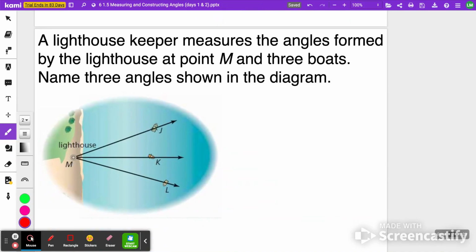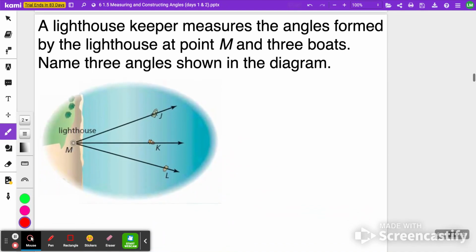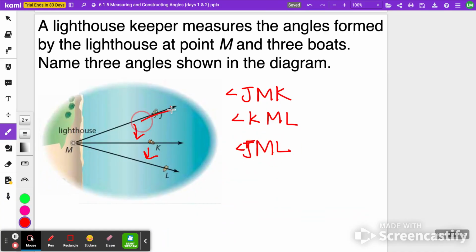Our first example says a lighthouse keeper measures the angles formed by the lighthouse at point M and 3 boats. Name 3 angles shown in the diagram. So one way we can say this, I'm seeing one right here, JMK. This will be the top angle. I'm also seeing angle KML, the bottom angle. And then I'm also seeing a bigger angle, all the way on the outside here, JML.